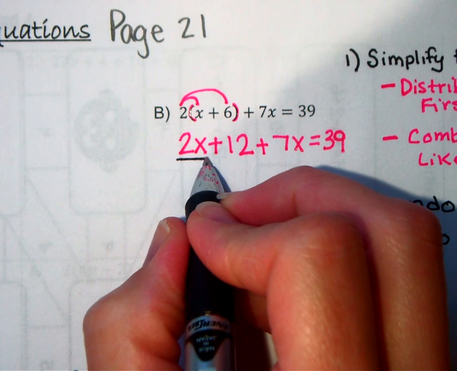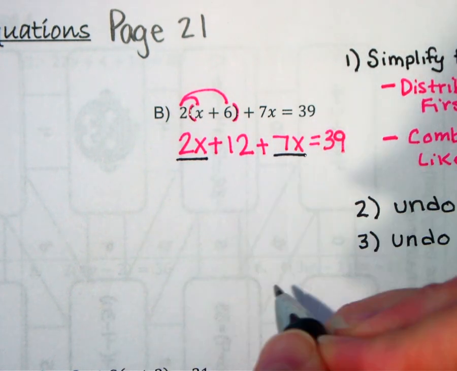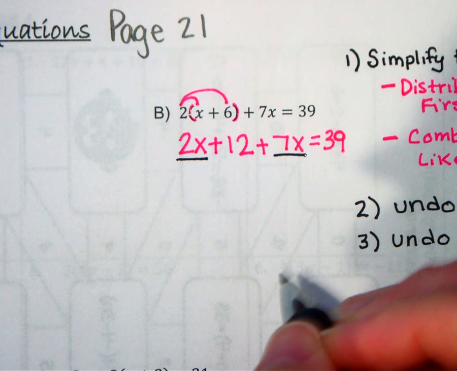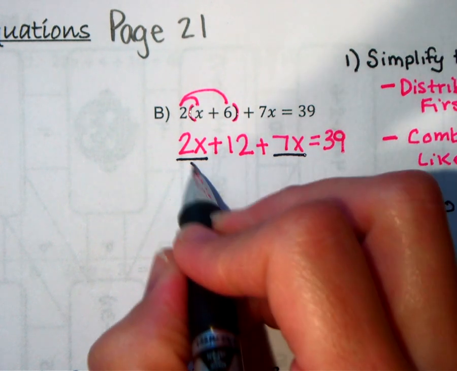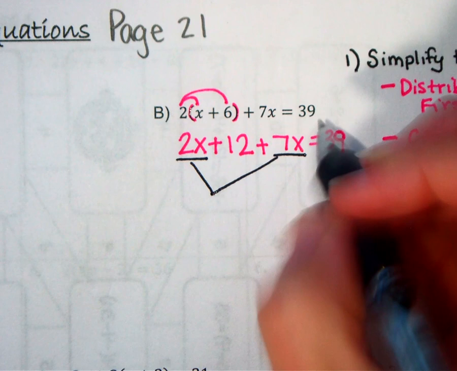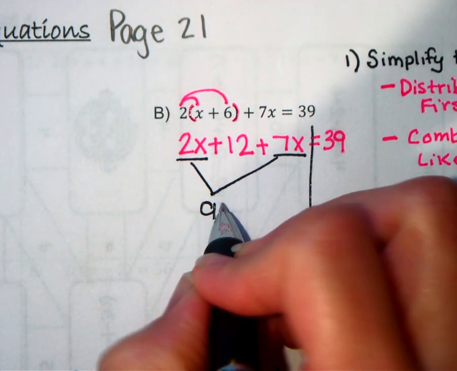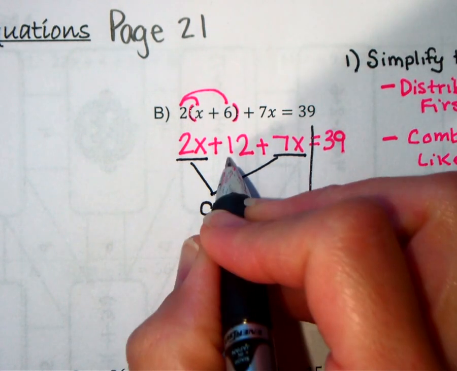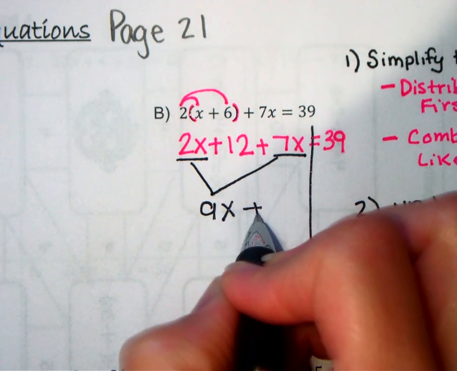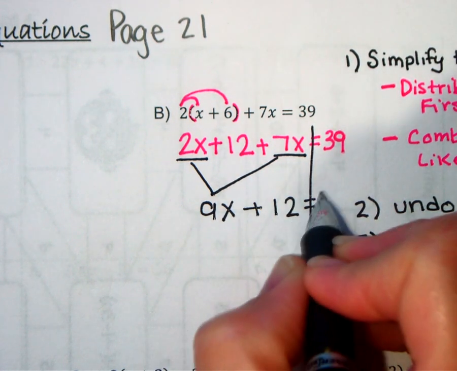So 2 has an x on it, 7 has an x on it, so those are the two I know I'm going to put together. So 2 and 7 is 9 x's. Bring down my plus 12 equals 39.